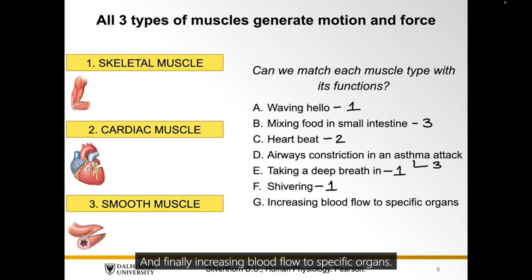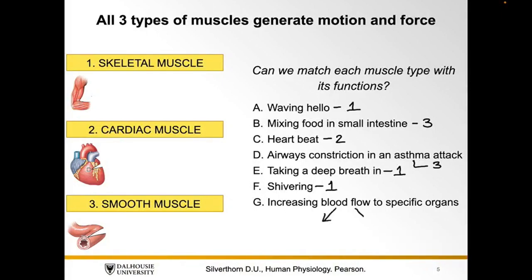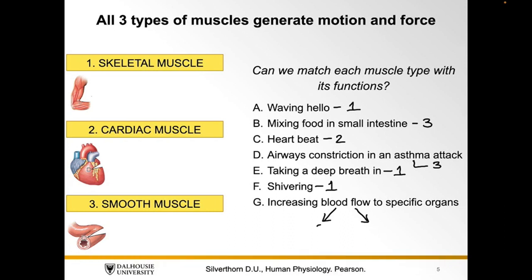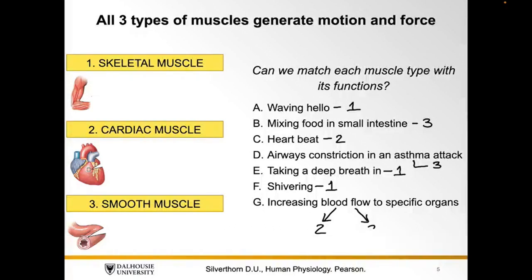And finally, increasing blood flow to specific organs. Let's say your brain needs more oxygen. What kind of muscle are responsible for increasing that blood flow? We actually have two answers here. First, we need our heart to increase its output. So your cardiac muscle will be involved in that. And second, we need the arteries that go towards the brain to be as wide as possible so that more blood can get through. And your smooth muscle will be responsible for this.